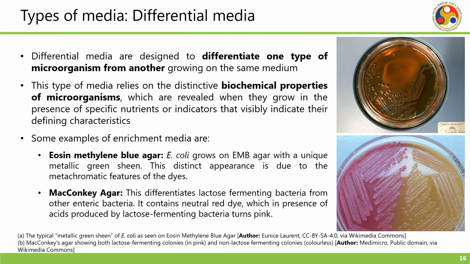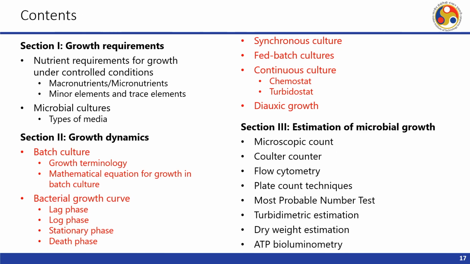So, in figure A we can see the typical metallic green sheen of E. coli on EMB, and then in figure B we can see the MacConkey's agar showing both lactose fermenting colonies in pink on one side and non-lactose fermenting colonies on the other side.